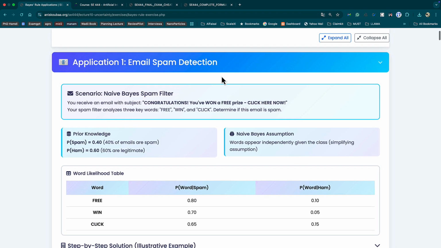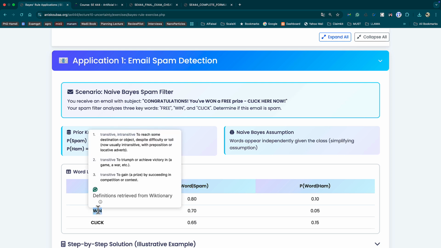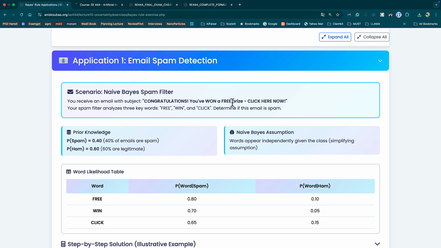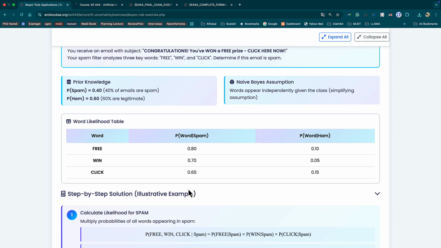Now this is what you have. What is the likelihood? We don't have it. Here we have the likelihood, but word by word. Now the likelihood of these 3 words: what are the words that appear here? I have free, I have win, I have click. So I need to calculate the probability of having win, free and click given this email is spam. So this is the formula.